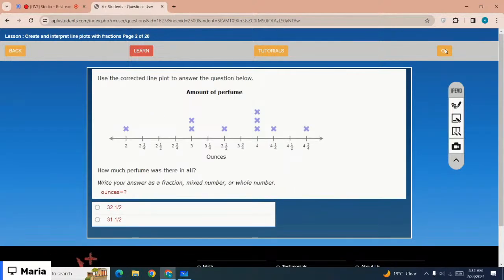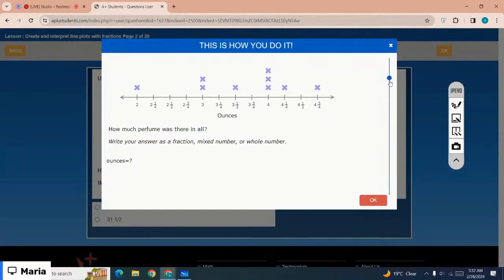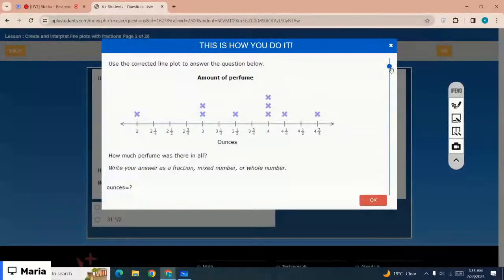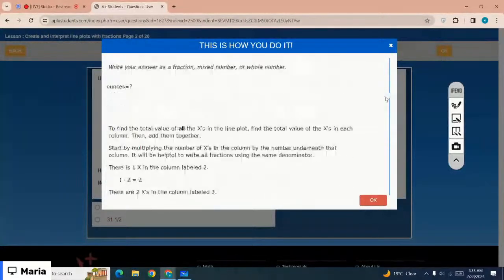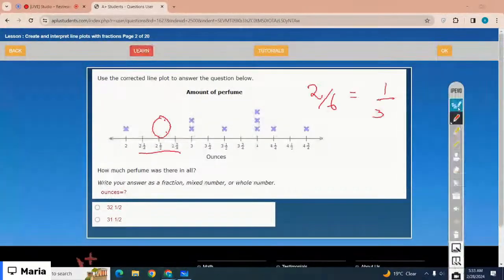Use the corrected line plot to answer the question below. How many ounces of perfume were there in all? You need to calculate all the perfumes, right? Okay, so how do we calculate the total perfume? You need to multiply the ounces by their frequency, right?